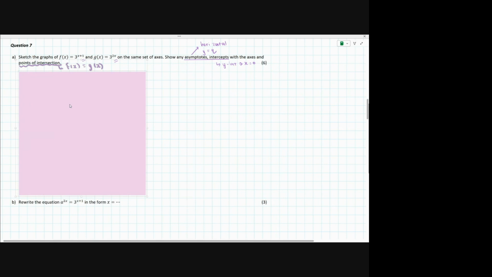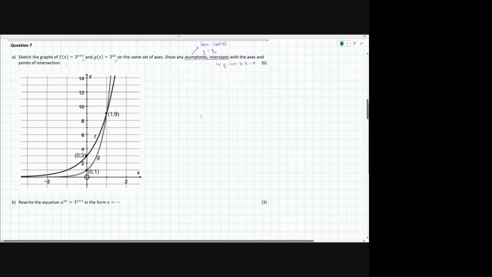Alrighty, let's see what we have. Okay. Right, so there are two graphs. The y-intercept should not have been too much of a problem. The only thing I'm just going to chat about is the point of intersection.